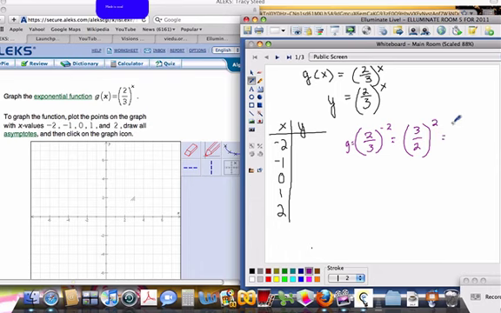So then 3 squared is 9 and 2 squared is 4. So this gives me 9/4. And I do the same thing with a negative 1, 2/3 to the negative first power. I take its reciprocal, 3/2 to the first power, which is 3/2.